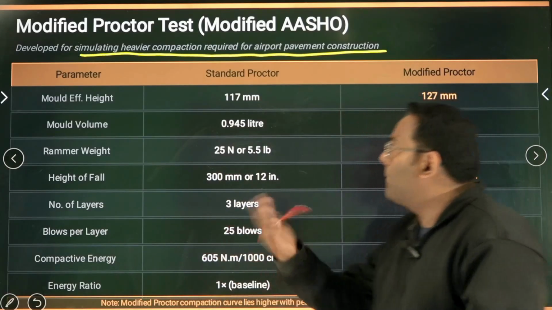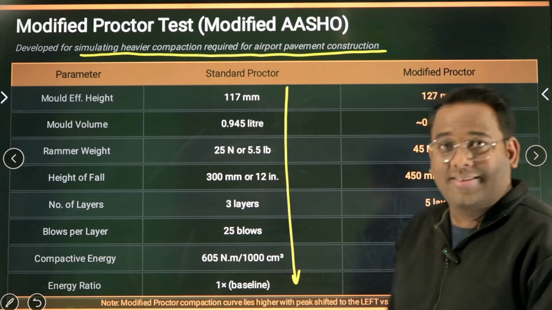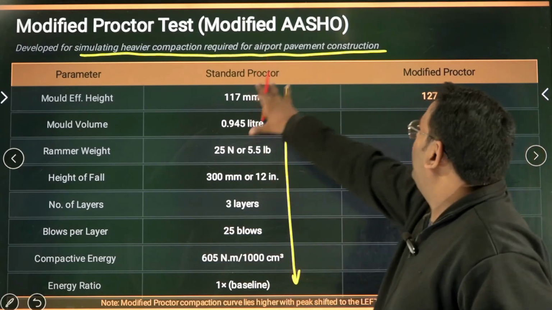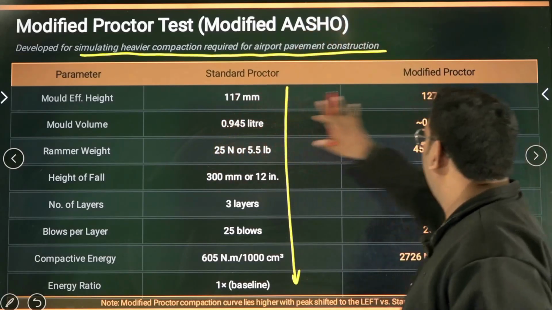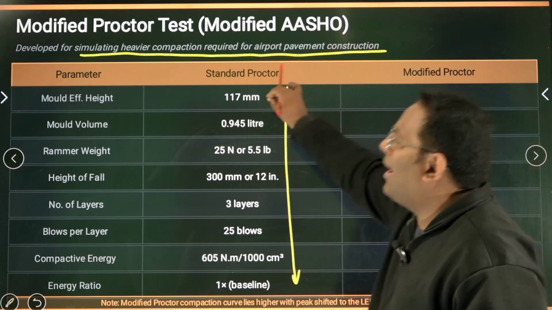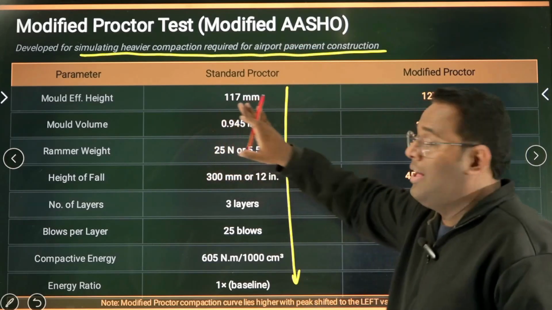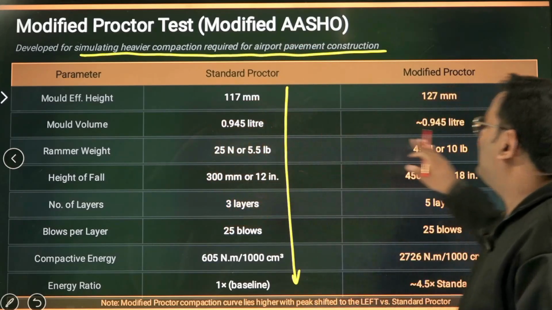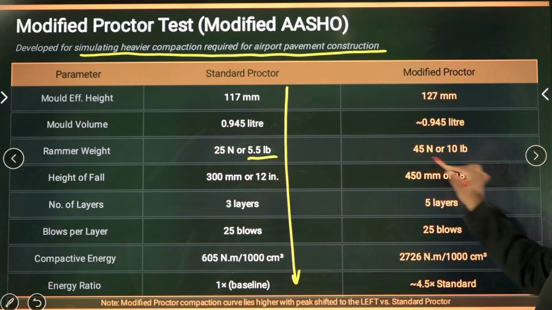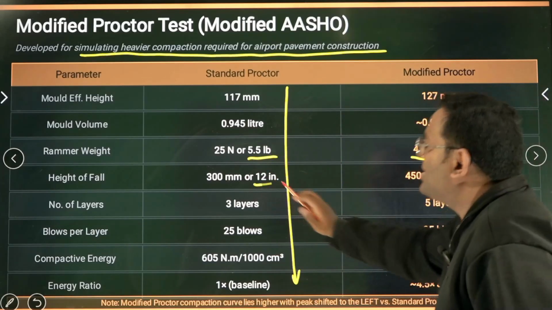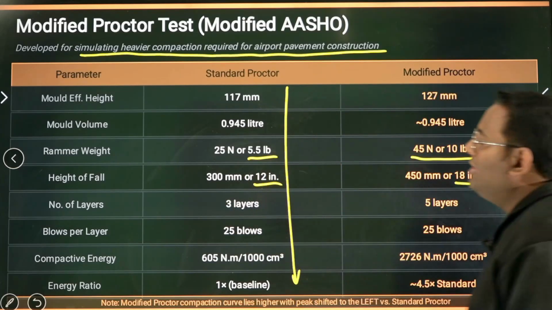And if you compare here, these are the values for the standard Proctor test. The size of mold is also small. Even here you see that the total volume is almost the same, but the height is more, whereas the weight of rammer and height of free fall are increased here. Here it was 5.5 pounds and it is now 10 pounds. 12 inches of free fall was there in the standard test. Now it is 18 inches.